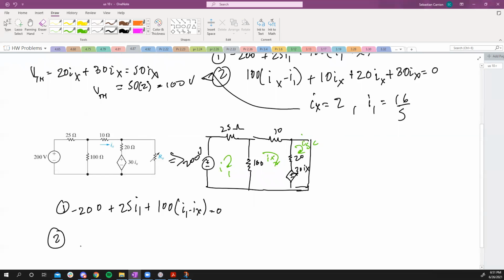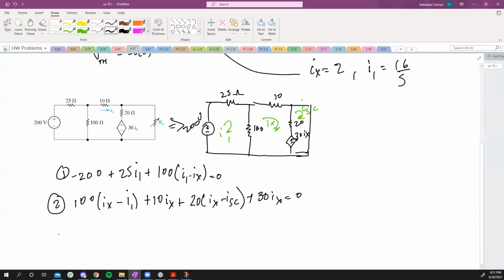For the second, we have 100 times IX minus I1 plus 10 IX plus 20 times IX minus I short circuit plus 30 IX equals 0. Then our third equation would be for our I short circuit. So we have negative 30 IX plus 20 times I short circuit minus IX equals 0. So you can go ahead and plug this in.